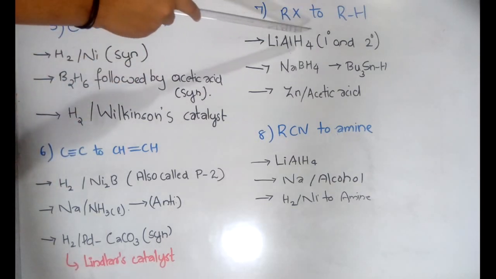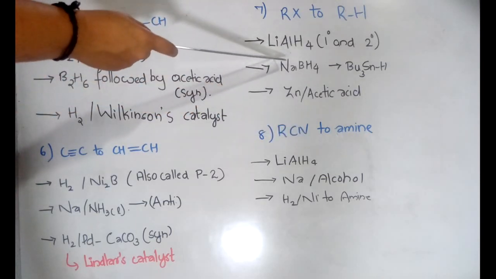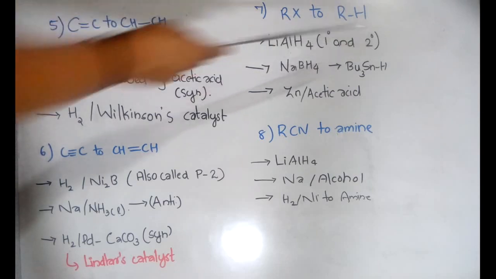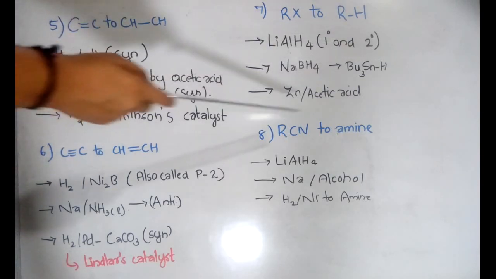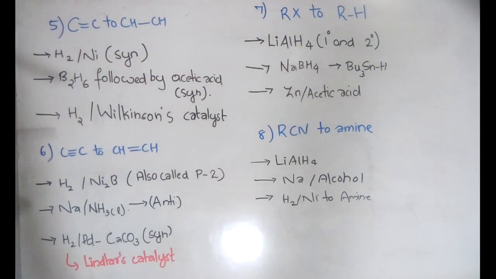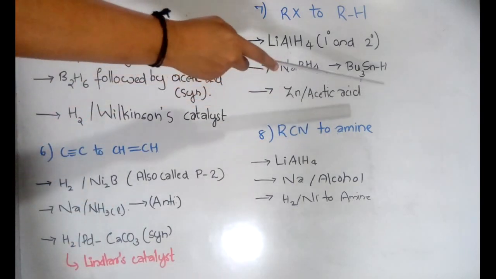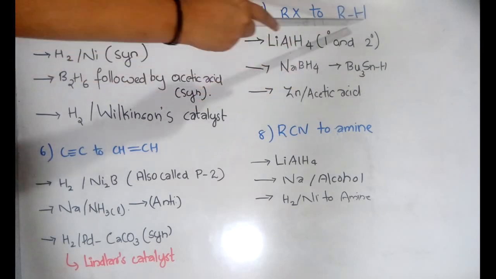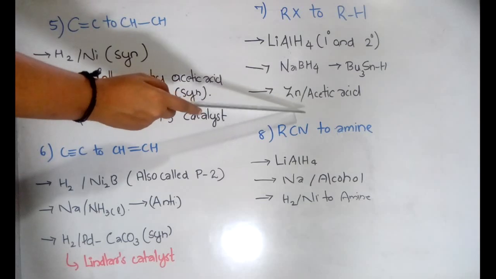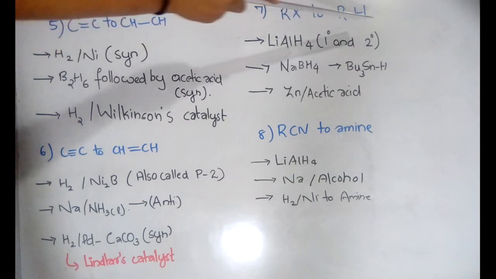Then comes the conversion of alkyl halides to alkanes. The major one is lithium aluminium hydride, which will be converting primary and secondary alkyl halides. Then the next will be sodium borohydride. Then this is tributyl tin hydride. Tributyl tin hydride actually involves formation of a free radical, followed by which it will be forming R-H. Then finally zinc in the presence of acetic acid. So these are the reagents used for the conversion of alkyl halides to alkanes.